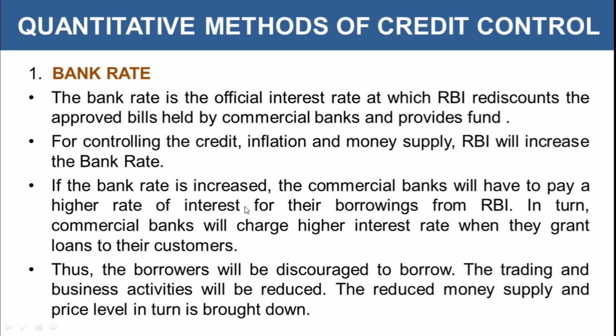This decrease will encourage the borrowers to borrow more from the commercial banks, which will give a boost to business and economic activities, and thus the money supply will increase in the market and bring the situation back to normal. So it could happen both ways. RBI can either increase the bank rate or decrease the bank rate to control the money supply in the economy and to deal with the particular situation of inflation or recession.